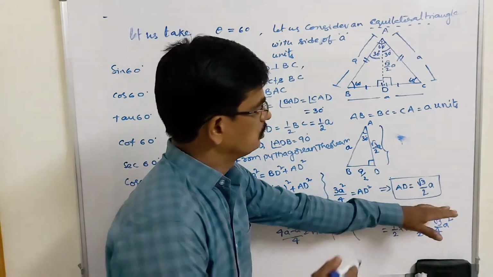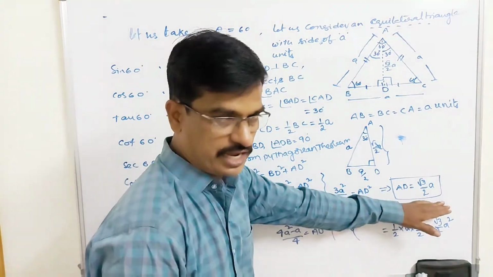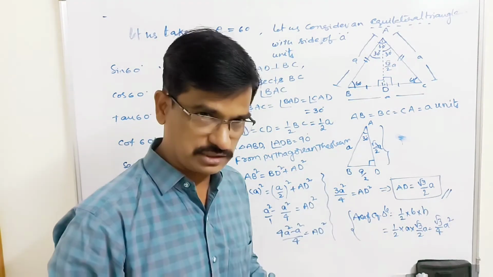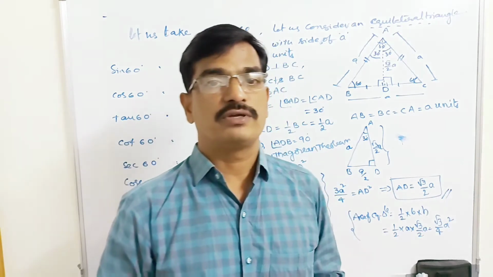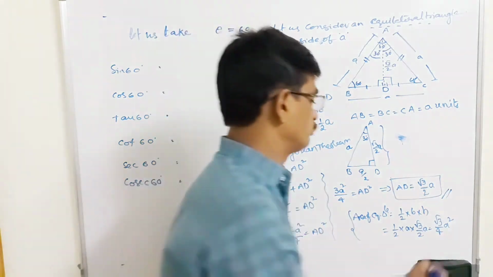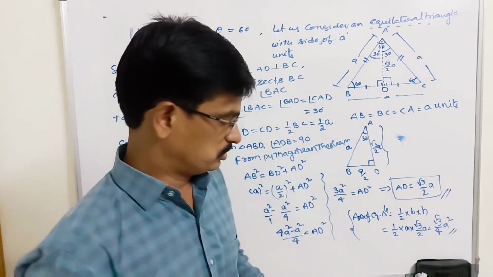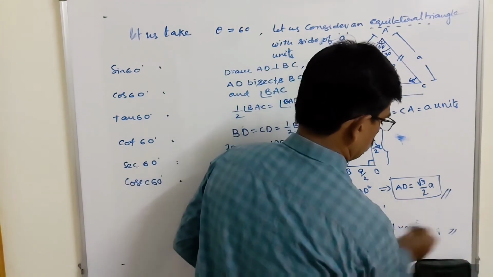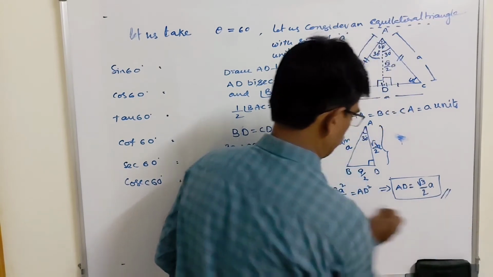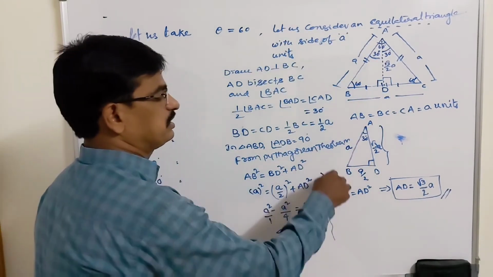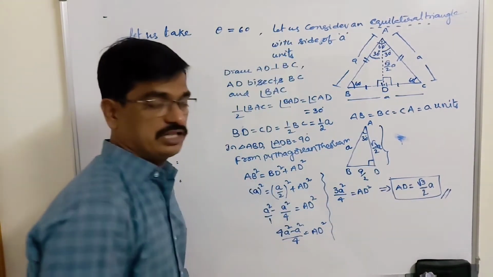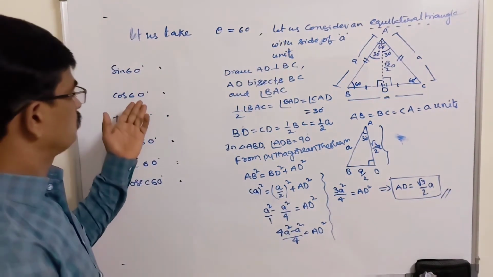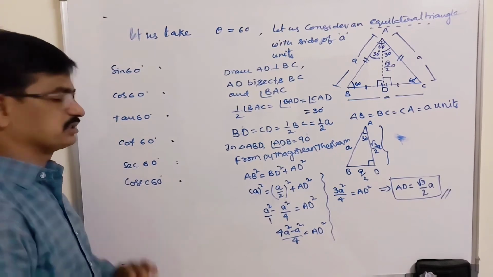If they asked height of an equilateral triangle, up to here proof is enough. Then if they asked proof of area of an equilateral triangle, means up to here you have to do. Okay, so at present we don't need this one. We need only AD is equal to root 3 by 2, because in triangle ABD the lengths of three sides we must know to find the sine 60, cos 60, tan 60, cot 60, like this.